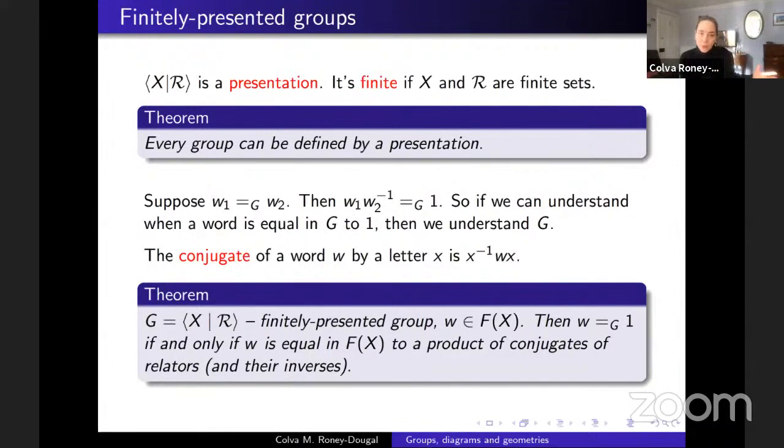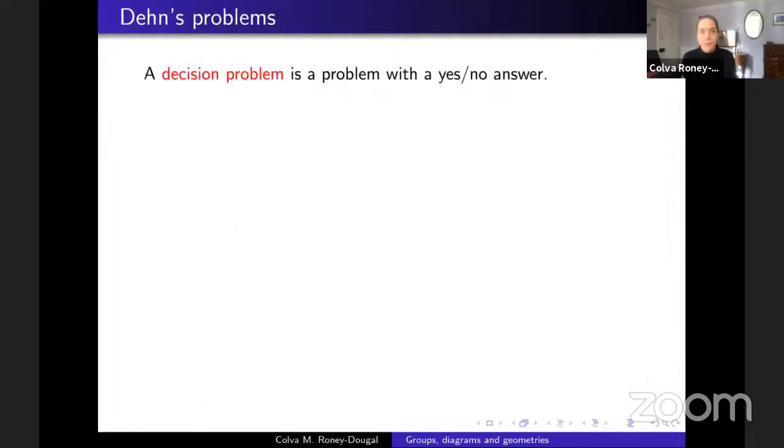So that gets me down to 1. The converse direction is a little harder, but not too much. So understanding when a word is equal to the identity means being able to understand when it's equal to a product of conjugates of relators and their inverses. All right, let's go slightly algorithmic now.